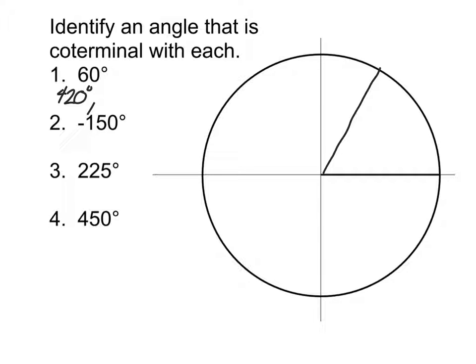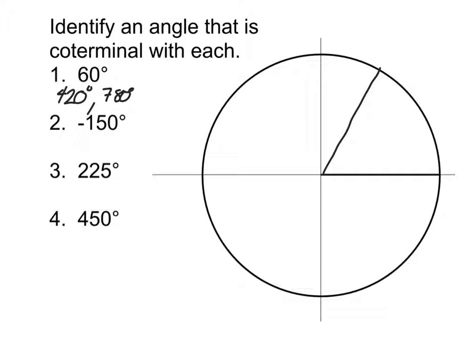Of course, I could keep going around from there. I could go around another 360 past that, so that would basically be going around twice in our circle. If I take 420 and I add 360 to that, that would give me 780 degrees. I could keep adding 360, and I could come up with an infinite number of coterminal angles going that way.